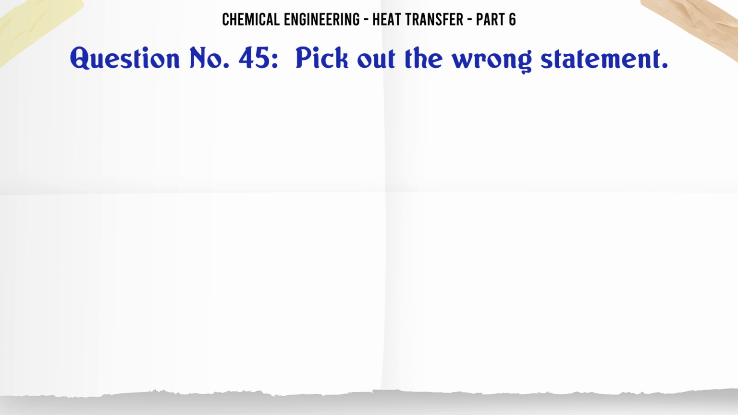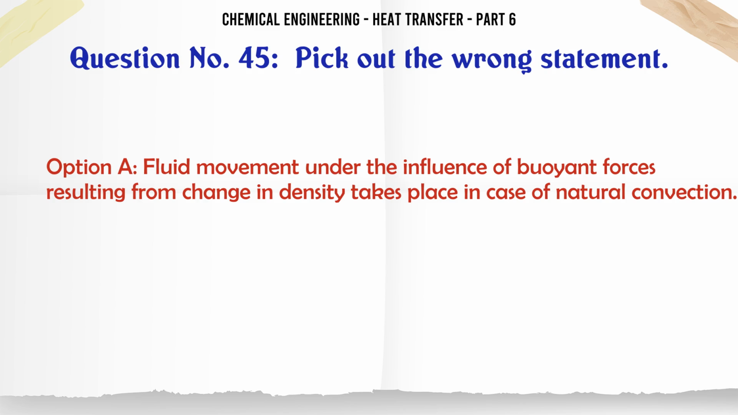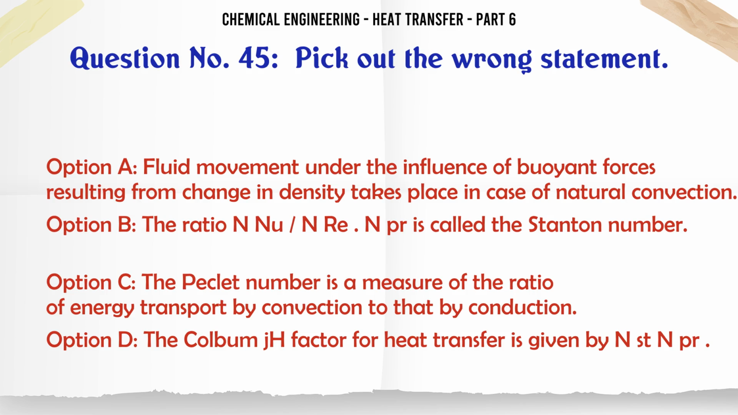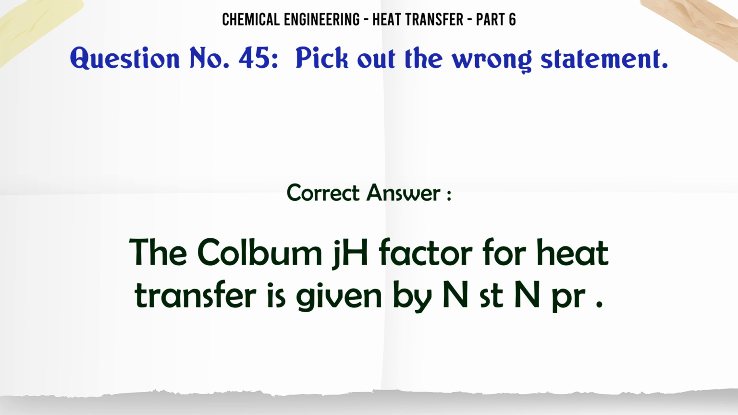Pick out the wrong statement. A. Fluid movement under the influence of buoyant forces resulting from change in density takes place in case of natural convection. B. The ratio Nu/(Re·Pr) is called the Stanton number. C. The Peclet number is a measure of the ratio of energy transport by convection to that by conduction. D. The Colburn j-H factor for heat transfer is given by Nu/(Re·Pr). The correct answer is the Colburn j-H factor for heat transfer is given by Nu/(Re·Pr).